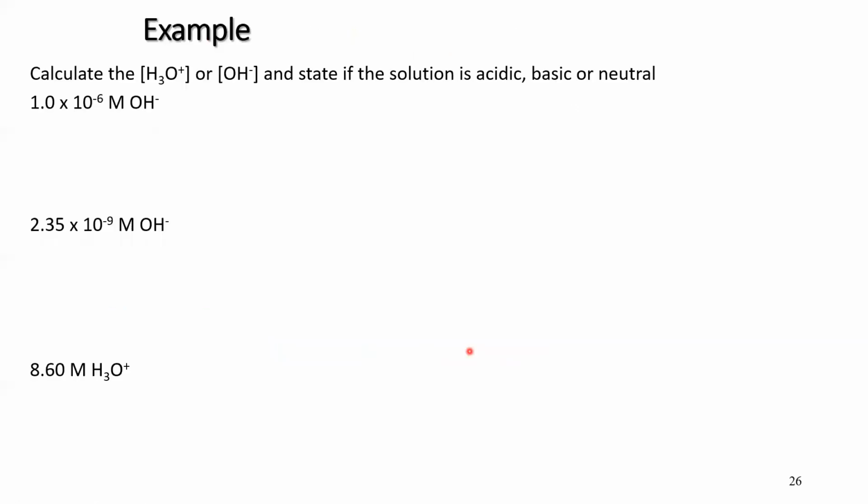Okay, so let's look at a couple of practice problems. Calculate either the hydronium ion concentration or the hydroxide ion concentration for the value you're given, and decide whether it's an acid, a base, or neutral. So it tells us that the hydroxide ion concentration equals 1.0 times 10 to the minus 6. Well, if we know the hydroxide ion concentration, we want to calculate the hydronium ion concentration. And then once we calculate that, we can decide whether the solution is acidic, basic, or neutral.